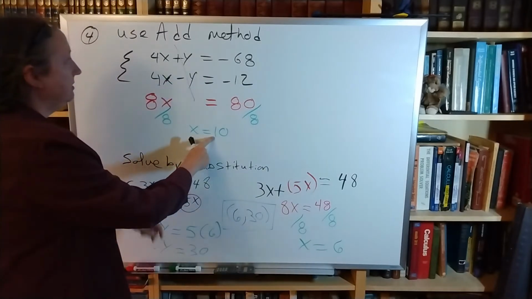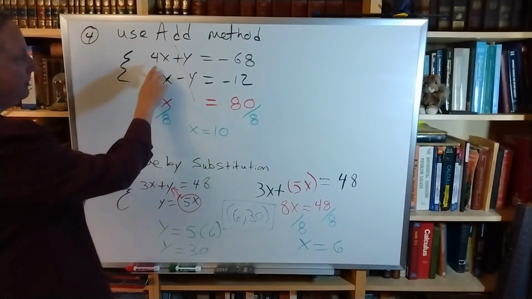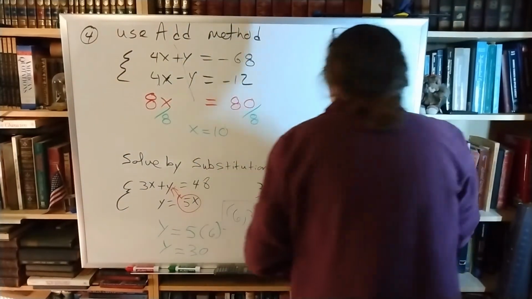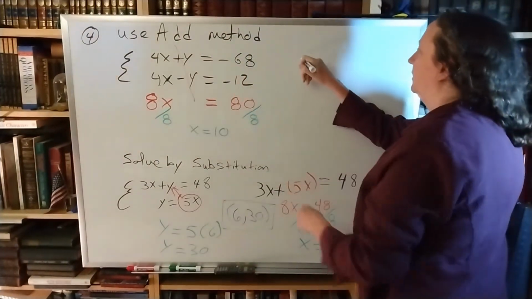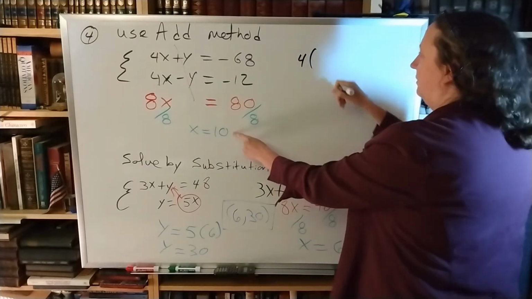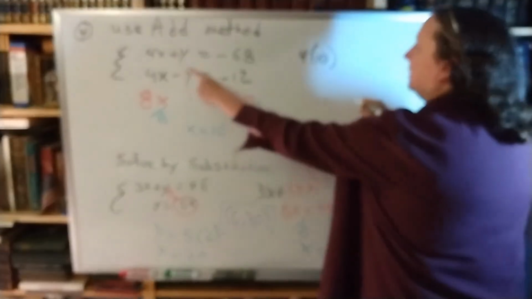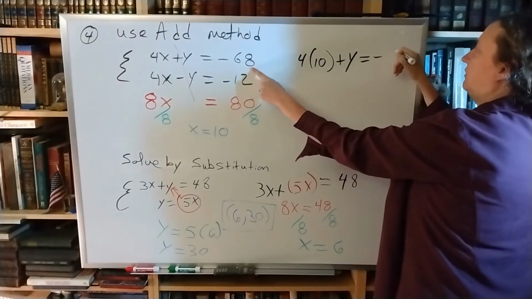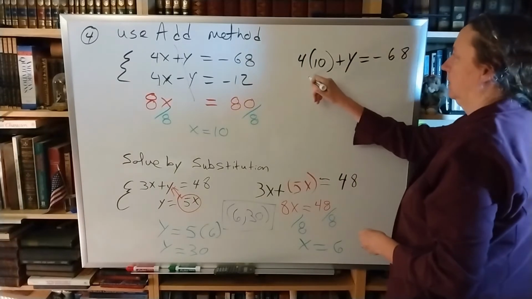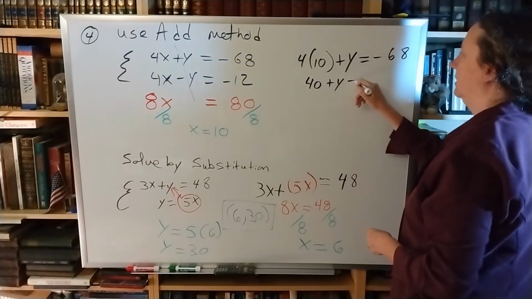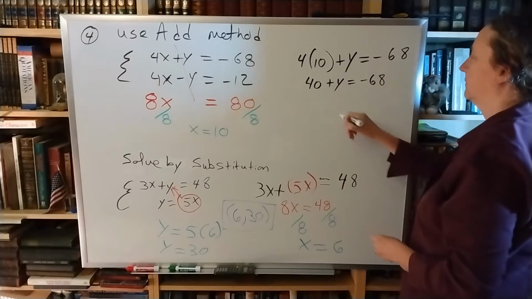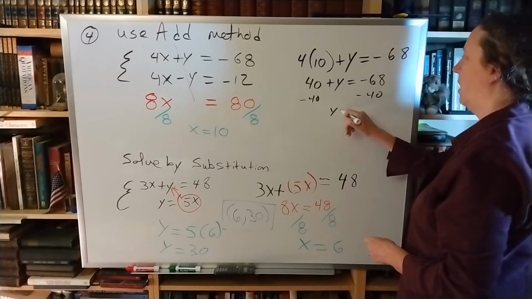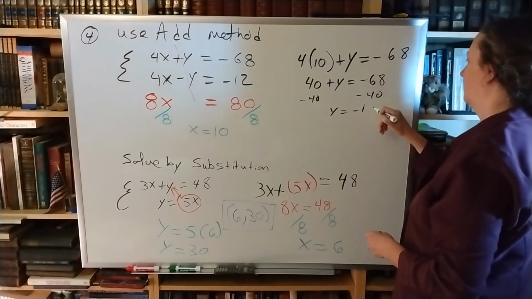So I take this information and I'm going to take it into one of these two equations. I'm going to take the top equation as the flip of the coin. Doesn't matter which one you use. And I'm going to say 4 times 10 plus y equals negative 68. So that's 40 plus y is negative 68. Subtract my 40 over. Y is negative 108.